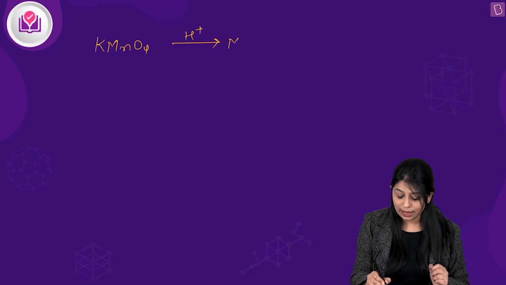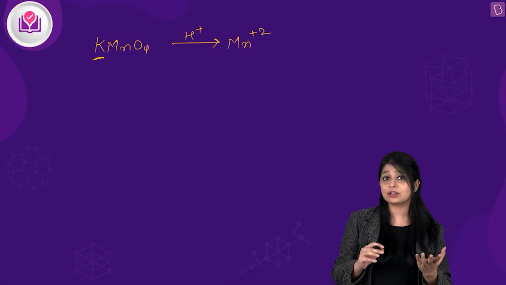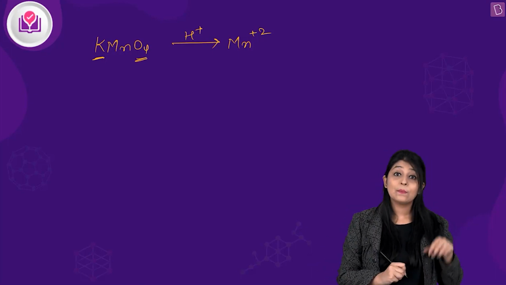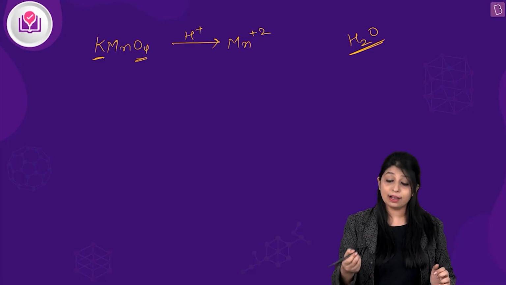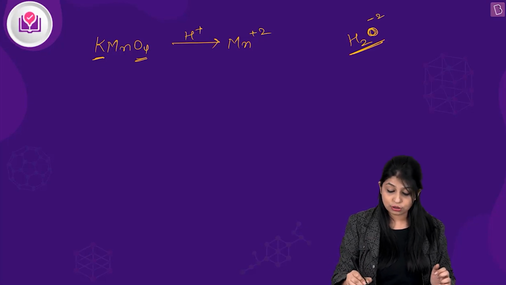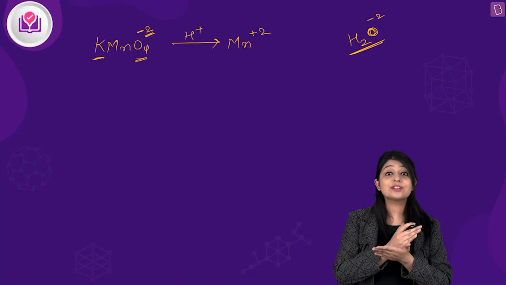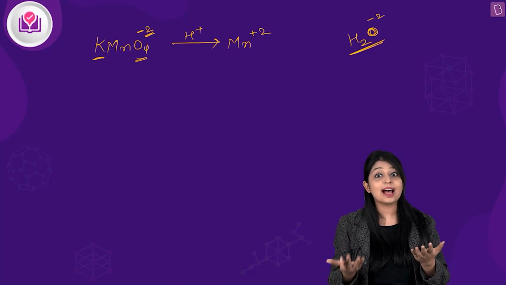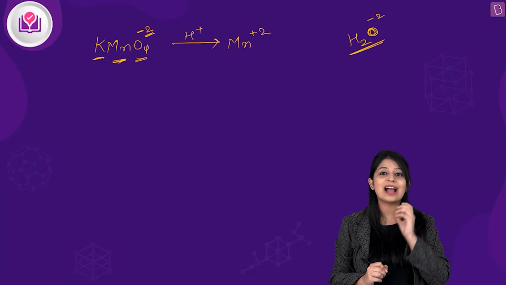We have KMnO4, and in the acidic medium it is going to Mn2+. Potassium will be in the +1 state in the reactant as well as in the product. What about oxygen? This oxygen will be balanced in the form of water on the product side. The oxidation state of oxygen is -2 in water, and in KMnO4 it's also -2. So since potassium and oxygen both have the same oxidation state in the reactant as well as in the product, we are only concerned with the change in oxidation state of the manganese atom.